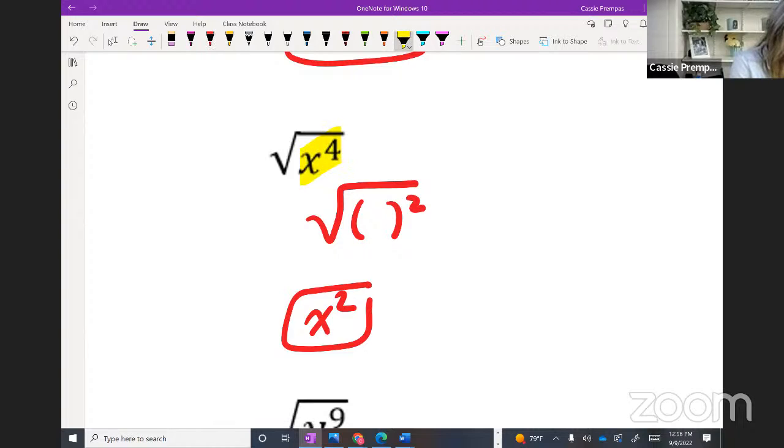How could I rewrite x to the 4th as something squared? Well, anything raised to a power you multiply. So x squared squared produces x to the 4th. And therefore, you can see your answer is still x squared. So if you like this method, it still works. You just have to think what's being squared to produce the value under the radical.